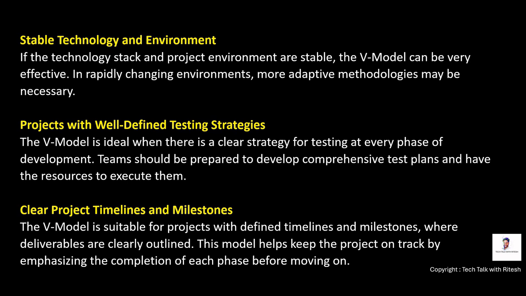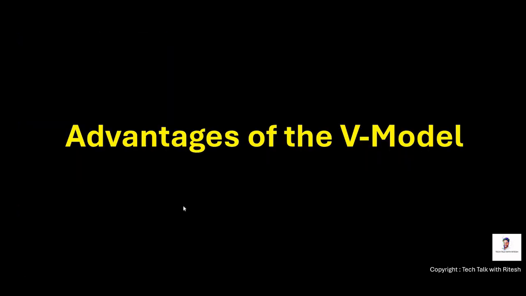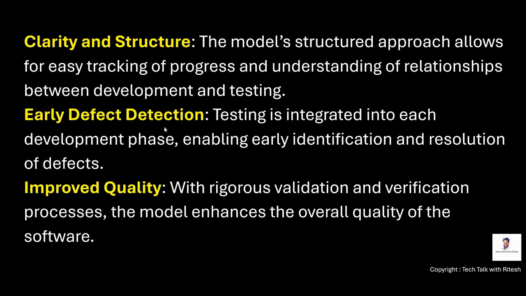And the last one would be clear project timelines and milestones. The V model is suitable for projects with defined timelines and milestones where deliverables are clearly outlined. This model helps keep the project on track by emphasizing the completion of each phase before moving on. So these are the use cases where we can consider V model as the SDLC model. Now let's see the advantages of V model.